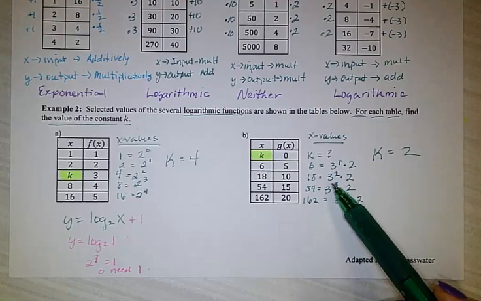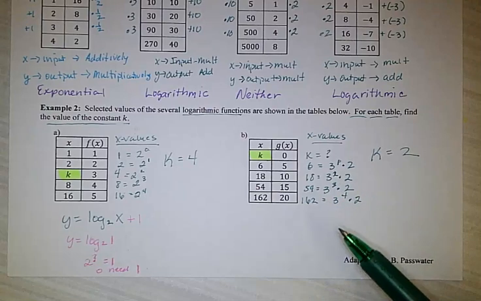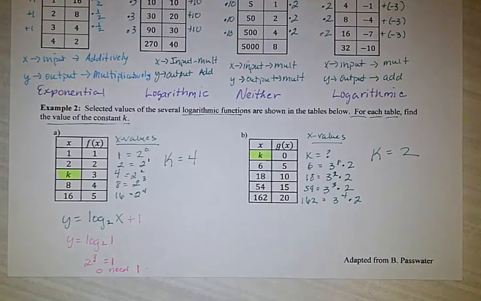3 to the second power is 9. 9 times 2 gives me 18. 3 to the third power is 27 times 2 gives me 54. And 3 to the fourth power times 2 gives me 162.